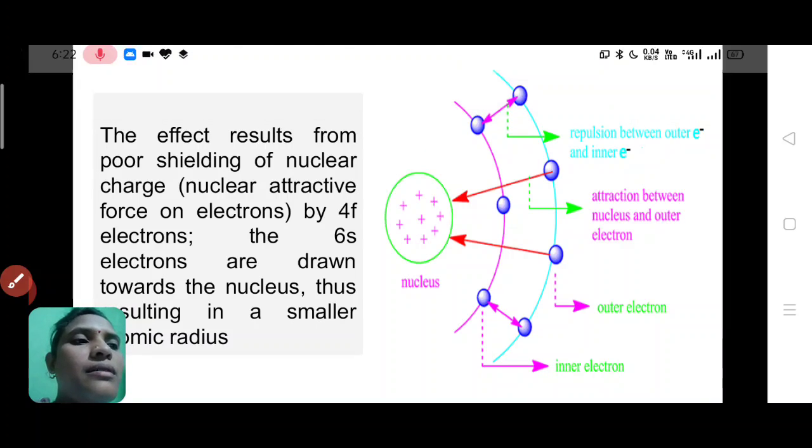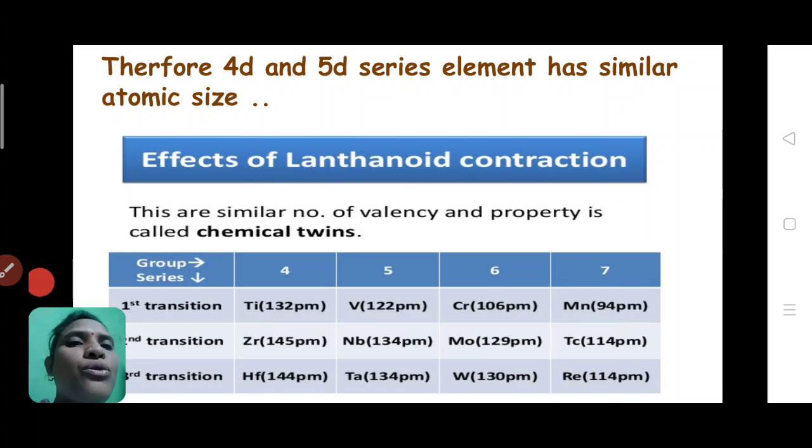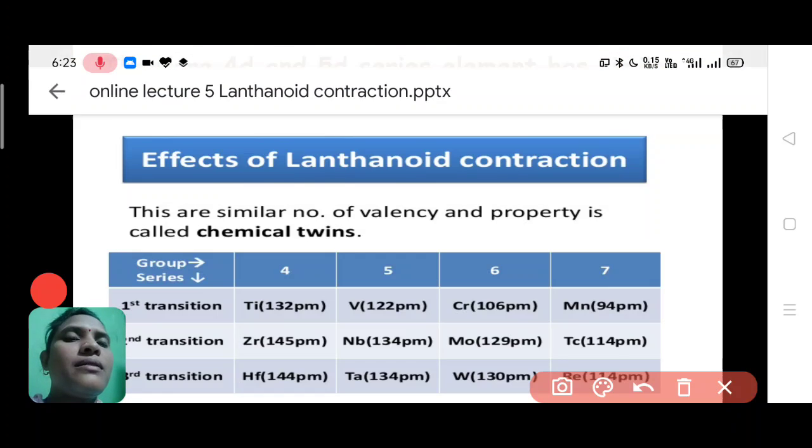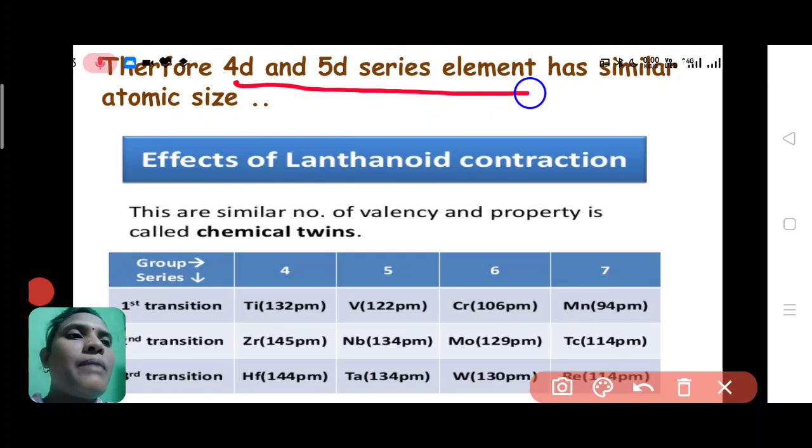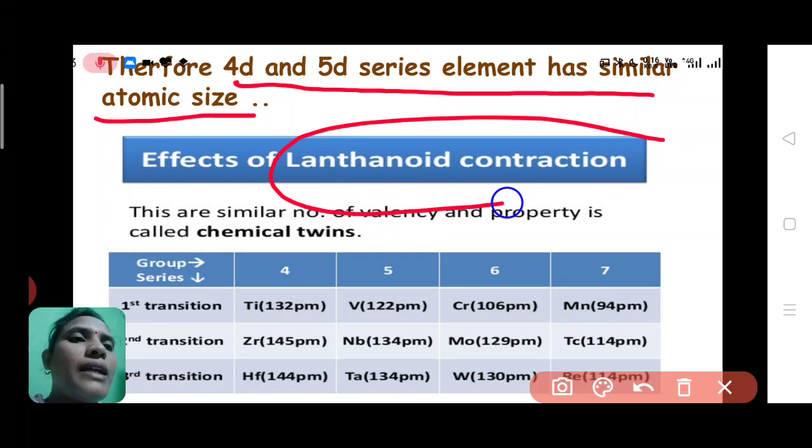So this is the reason. Therefore we will say here that 5D series and 4D series elements have similar atomic size. This is not so in 3D and 4D. 3D has a smaller atomic size as compared to 4D, but 4D and 5D series elements have similar atomic size. This is due to what? Lanthanoid contraction. Now you came to know what lanthanoid contraction is.